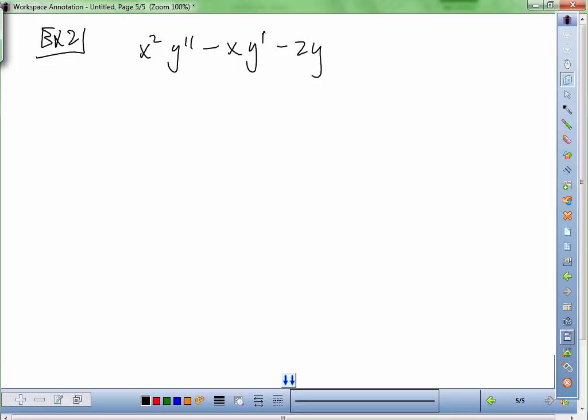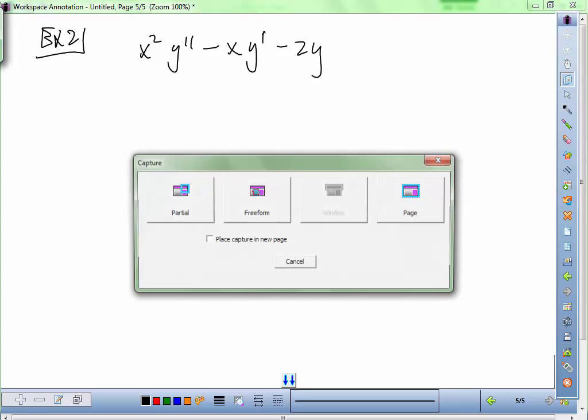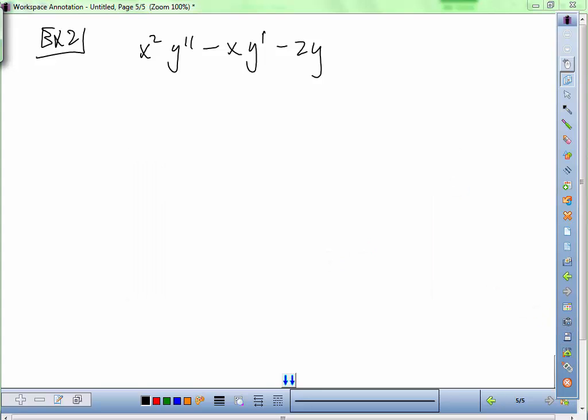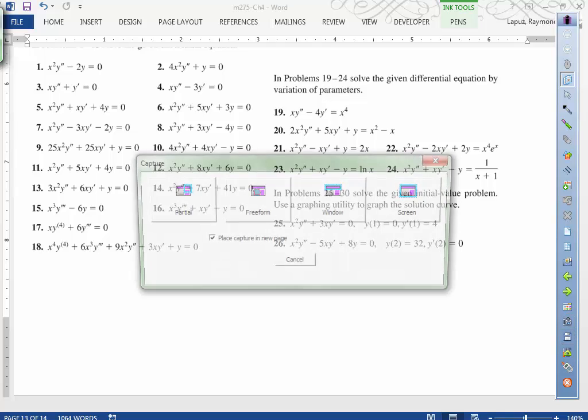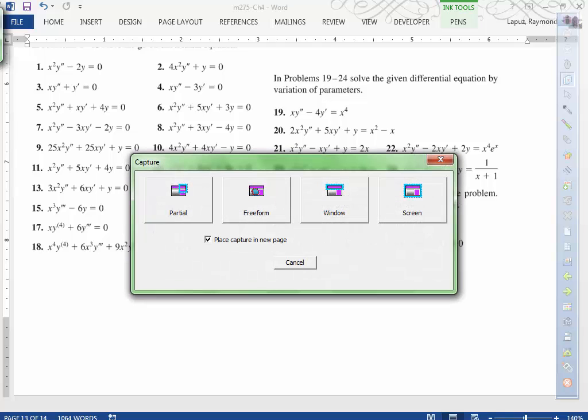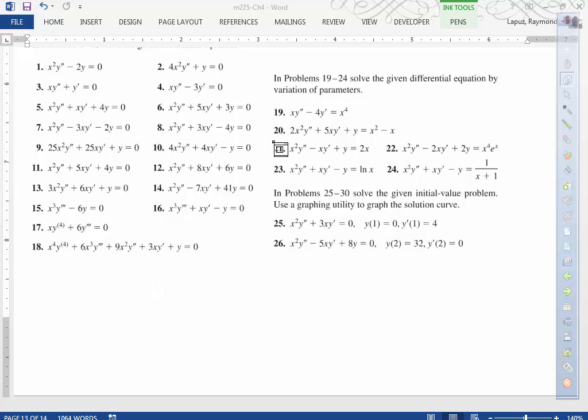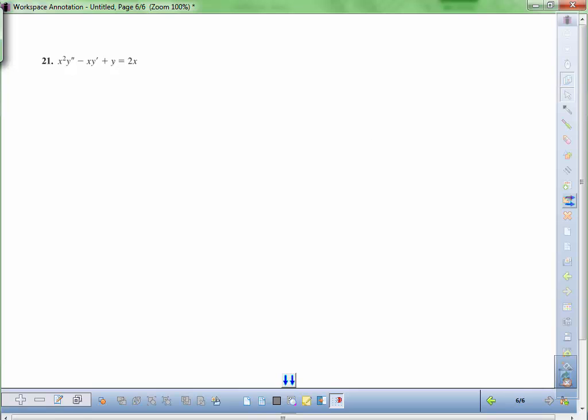Let's actually pick an example from the book. Let's do number 21. I hope this works.